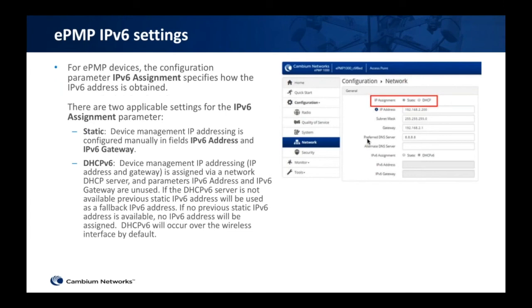So how does it look? Configuration of IPv6 on ePMP, for example, is relatively simple. It's very similar to the one you have for IPv4. You can choose the static configuration or DHCPv6 configuration. After this, if you have a DHCPv6 server in your network, you can start managing the device through the IPv6 address space.